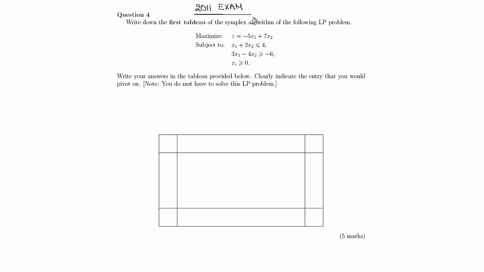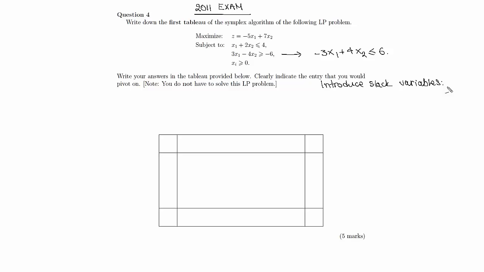We can see that in this case we only have one constraint that is not in its canonical form. That is the second constraint, and we're going to rewrite it in its canonical form. So we are going to multiply that by -1, and we're going to have -3x1 + 4x2 is less than or equal to 6. Now the problem is in its canonical form, and we can introduce the slack variables.